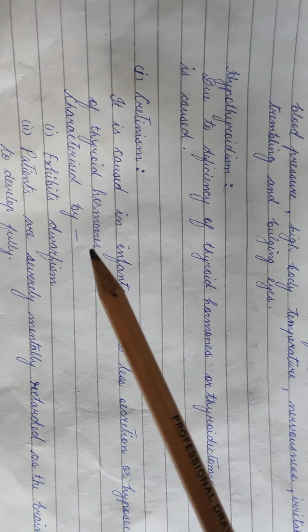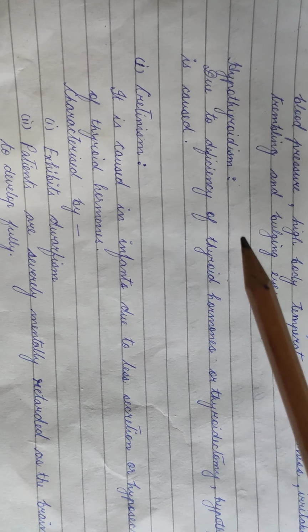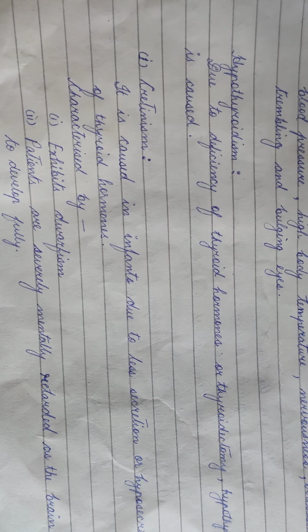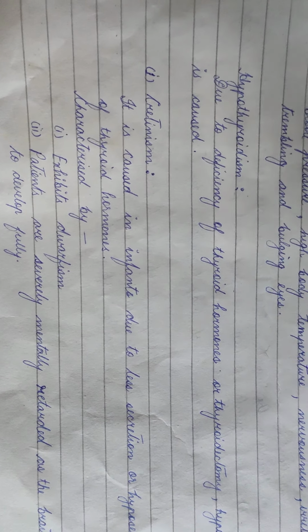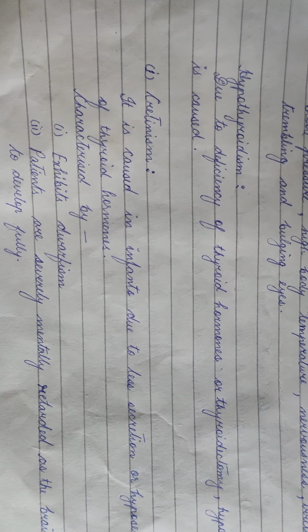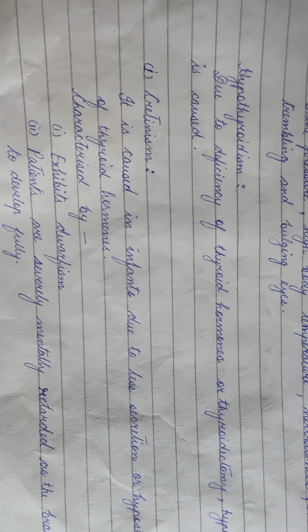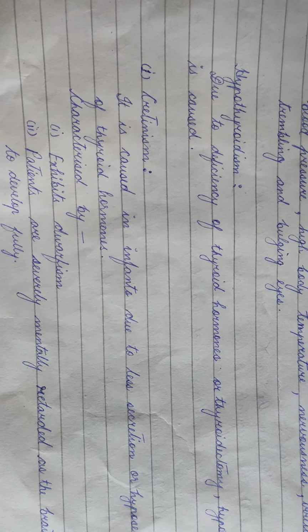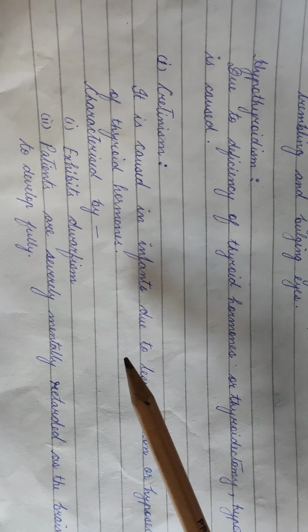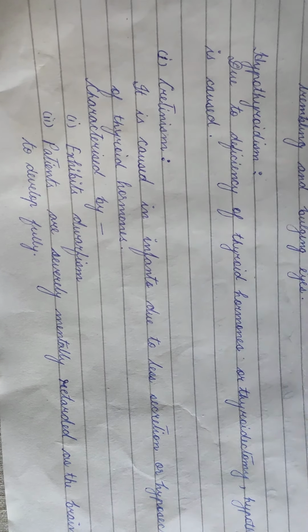Here, we can see that deficiency of growth hormone also causes dwarfism, but there is a difference between the dwarfism caused due to deficiency of growth hormone and that caused by deficiency of thyroid hormone. When deficiency of growth hormone causes dwarfism, the patient will not be mentally retarded, but in case of cretinism, the patient is mentally retarded.